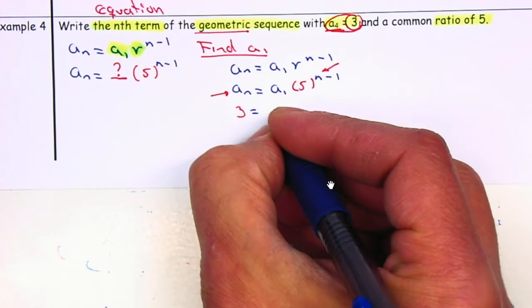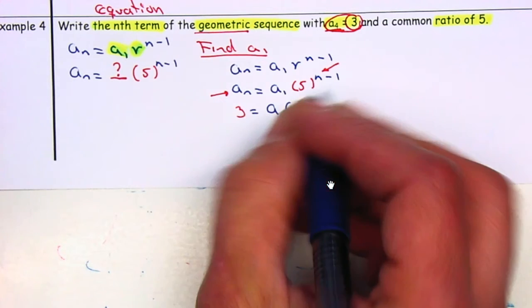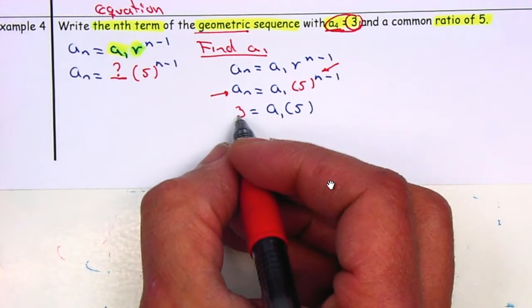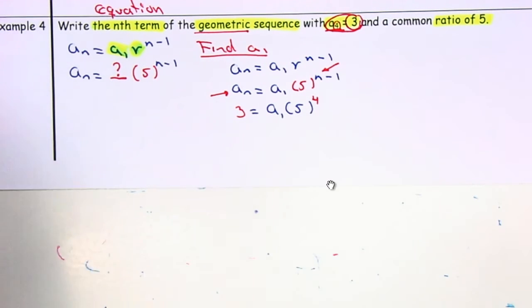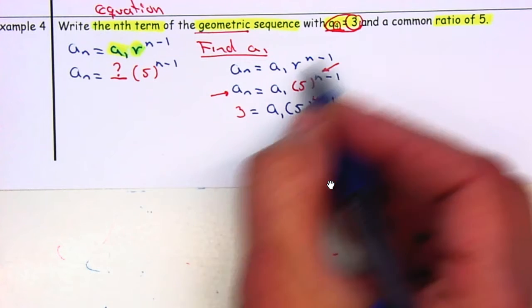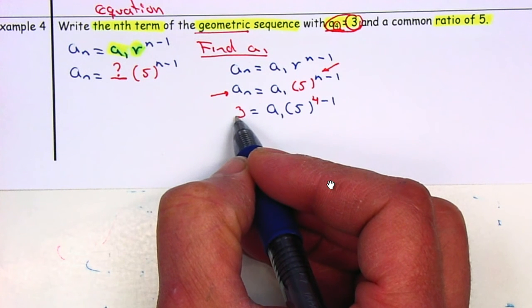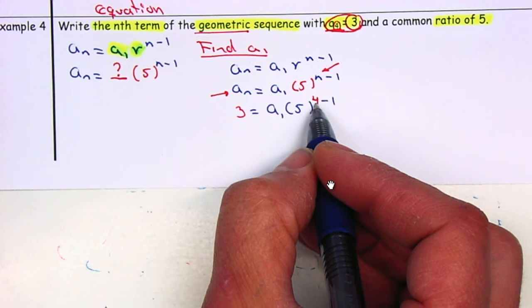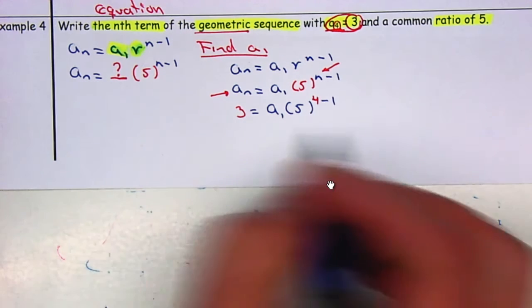If I use the 3, the 3 is the fourth term. The corresponding n value for 3 is the 4. So the 4 goes on the n. So if I'm using the 3 for the term number, I need to use the n value to plug into the n. And from here we just simplify.